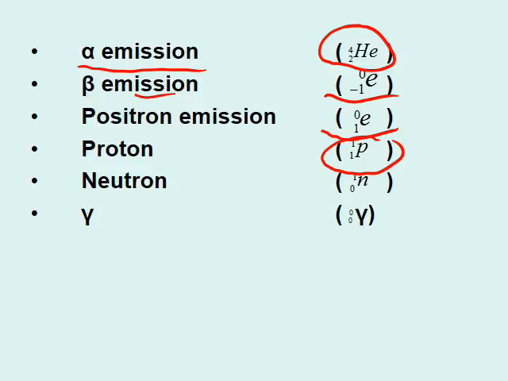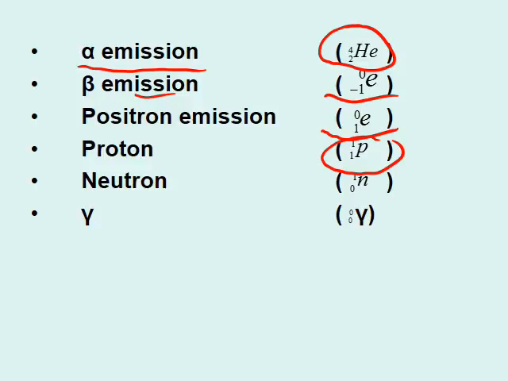A neutron has no charge. The bottom number is charge, so no charge, and the top number is mass. Mass is the same as that of a proton. This is pretty approximate because proton and neutron have a slight difference in mass, but for most practical purposes we would assume that their masses are the same.